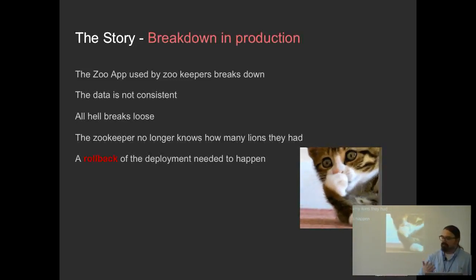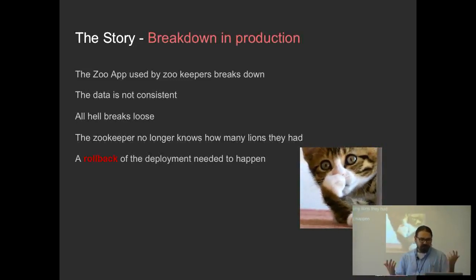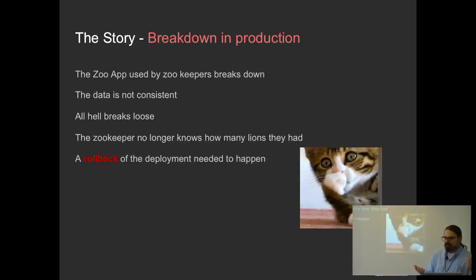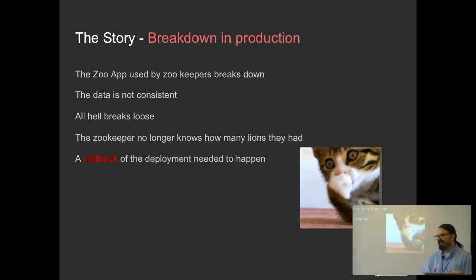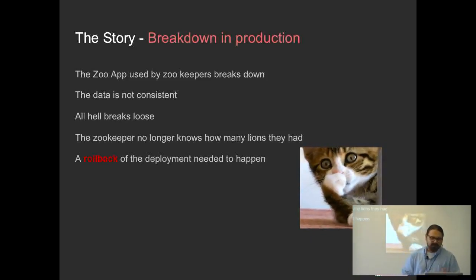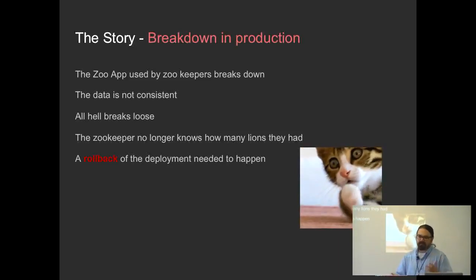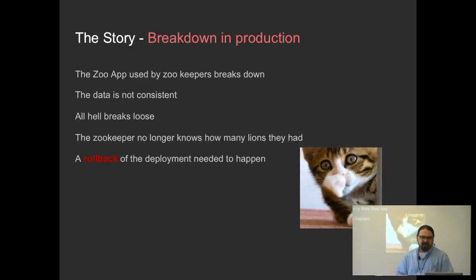Well, the thing is that something broke in production, and the zoo app failed. Zookeepers no longer knew which animals were in which pens. Tigers, they didn't know even how many tigers they had in a pen, so that kind of went crazy. And they needed to do a rollback of the deployments, and they went to a better state.